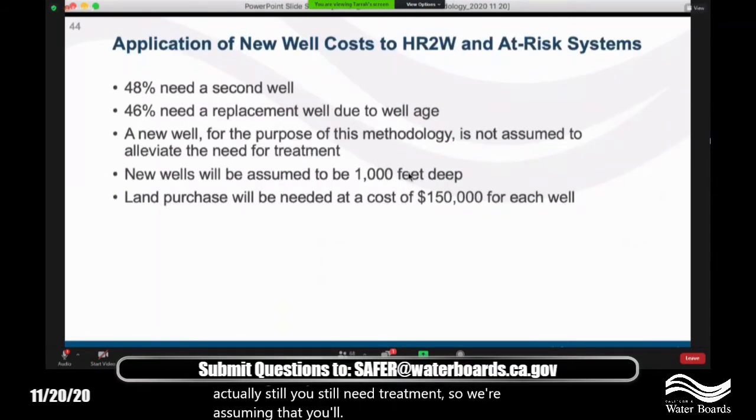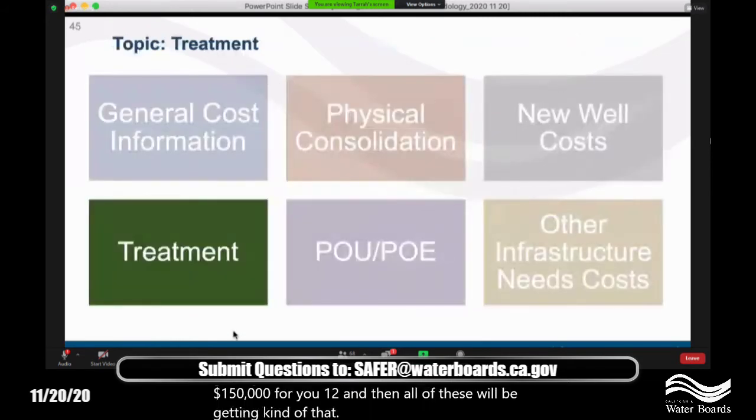We're assuming the new wells will be 1,000 feet deep for costing purposes, and land purchase will need to be at a cost of $150,000 for each well. And then all of these will be getting that regional cost adjustment as well.